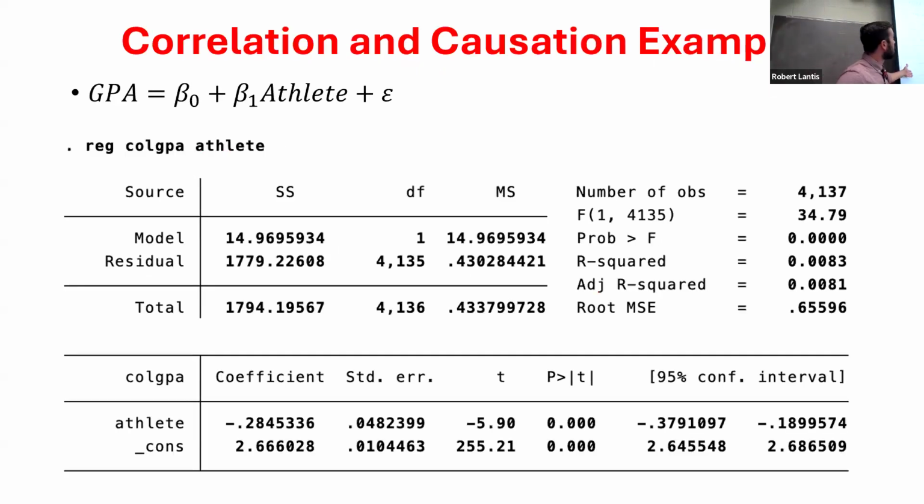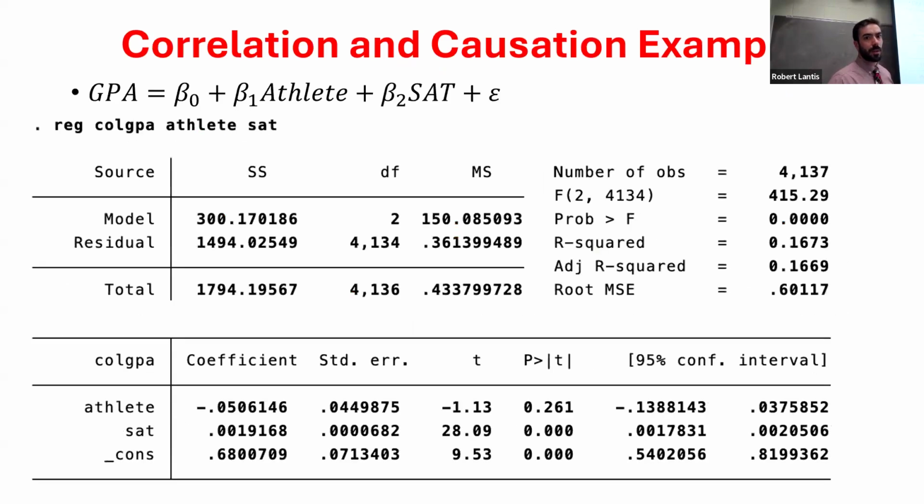If I just run the naive regression where I left out that important omitted variable, it looks like being a student athlete predicts lower GPAs, quite a bit lower. 0.3 is pretty significant in terms of GPA. If I include that SAT, now holding constant the SAT score of the individual, so the thought experiment is two people in college with the exact same SAT score, but one of them is a student athlete, the predicted change in their GPA in college would be only about 0.05. So that's quite a sizable change, right?